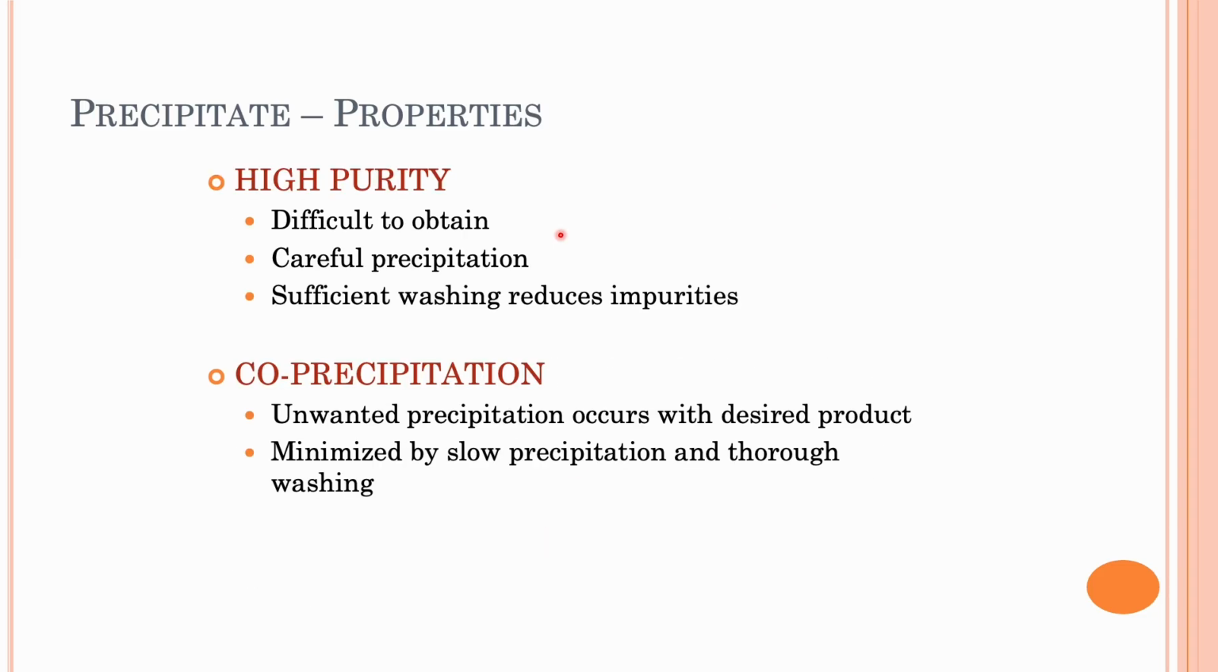So in order to achieve that high purity of a precipitate and to limit co-precipitation, you're going to be carefully and slowly precipitating in terms of gravimetric analysis methods, and you're going to be washing thoroughly.